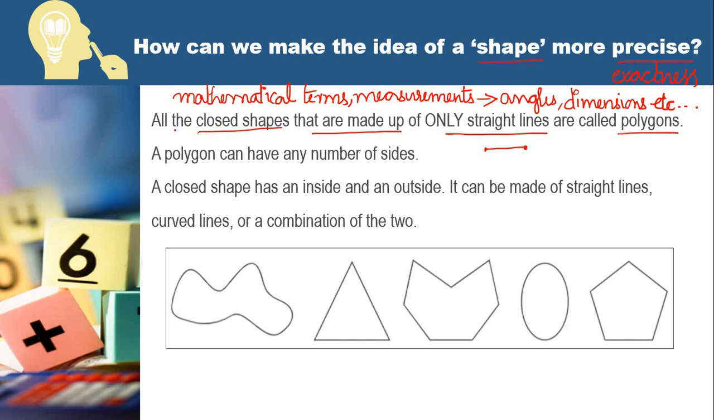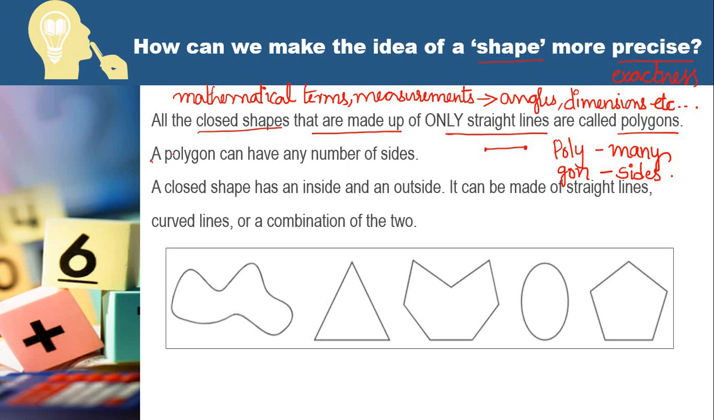Yes. The closed shapes that are made up of only straight lines are called polygons. And poly means many. Gon means sides. A simple closed figure or a closed shape made up of many sides is called a polygon. A polygon can have any number of sides.